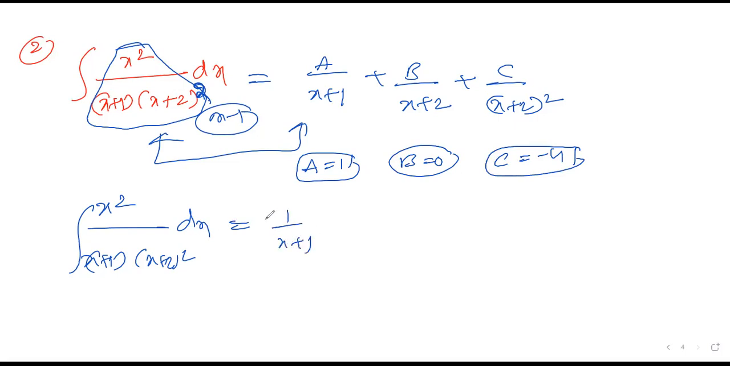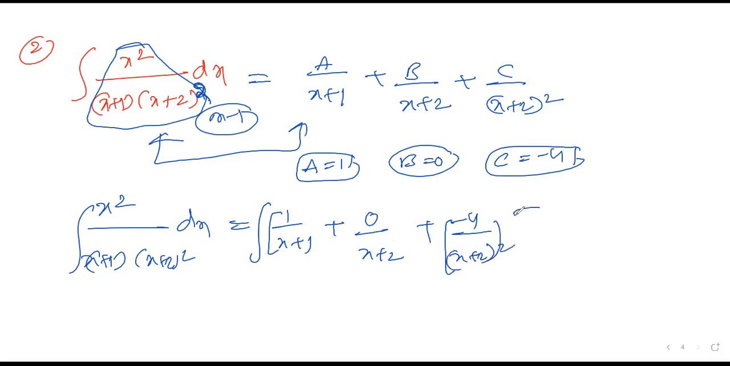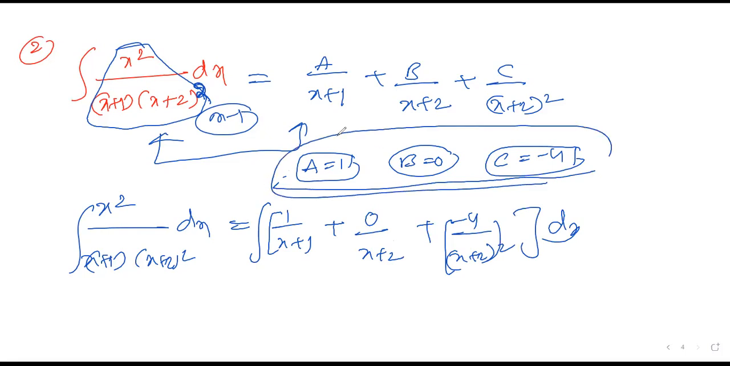Integration of A by x plus 1, plus 0 by x plus 2, plus -4 by x plus 2 whole square, whole dx. So this is the work you have to do on your own. Take x is equal to -1 for one case, x is equal to -2 for another case, and you will get the A and B values.